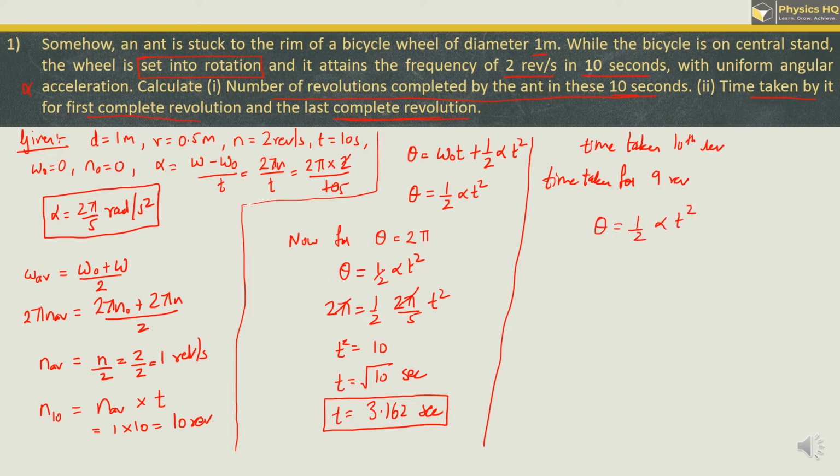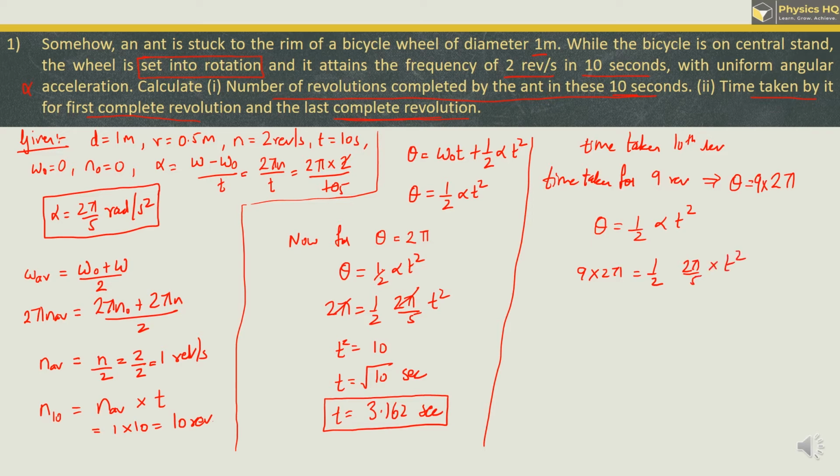So t is what we need to calculate. Alpha we already have as 2 pi by 5. The value of theta for 1 revolution is 2 pi. For 9 revolutions it will be 9 times 2 pi. So let us put the value 9 into 2 pi. This is equal to 1 by 2, 2 pi by 5 into t square.